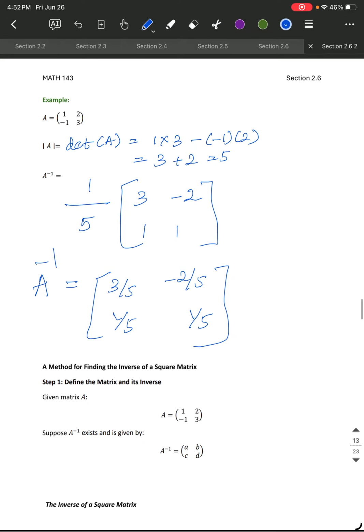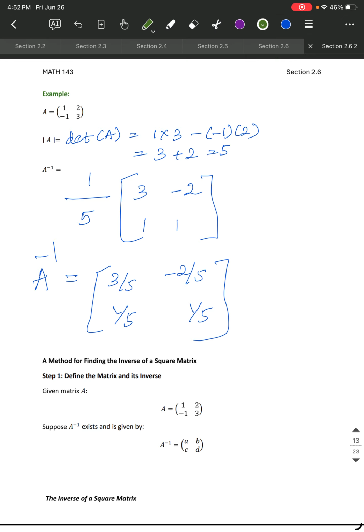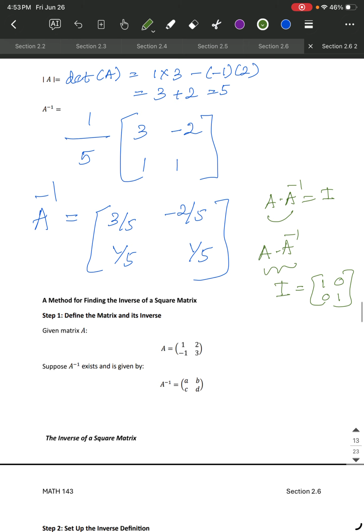If you want to verify the answer, use A times A inverse equals I. Take the product of A and A inverse and check whether it gives us the identity matrix, the 2 by 2 identity matrix, because we have a 2 by 2 matrix A. Okay.